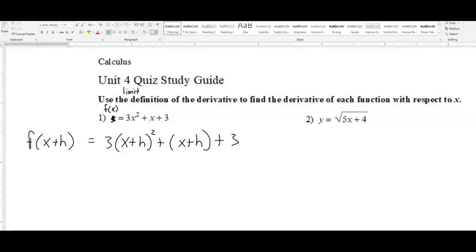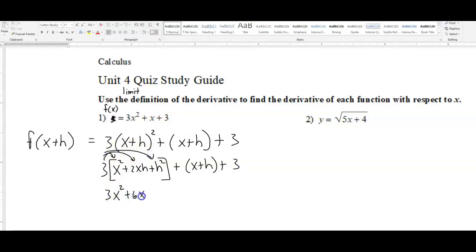Then we need to simplify this expression. I gave you guys a little shortcut for this x plus h squared a little while back. If you want to go ahead and FOIL it out or multiply it out, you can, but that's what you would end up with there. Let's do our distribution. And at this point, we probably don't really need the parentheses anymore. So there's our f of x plus h.